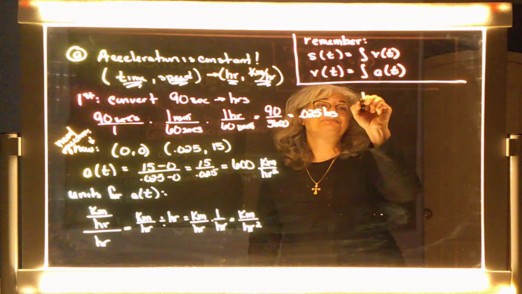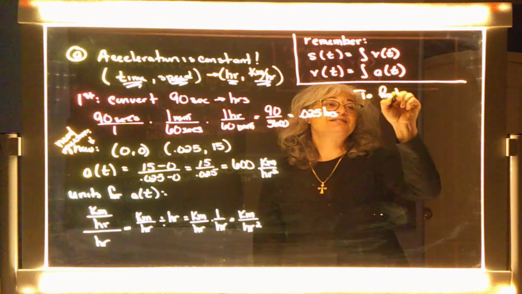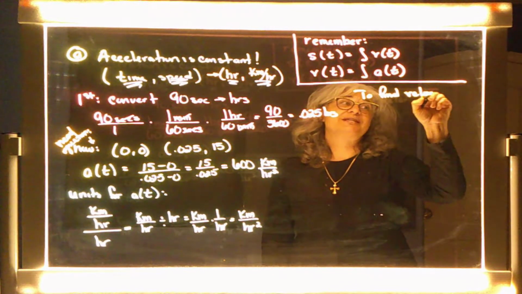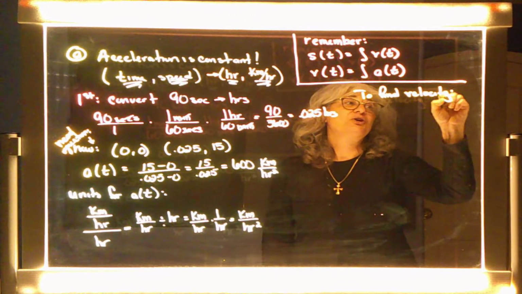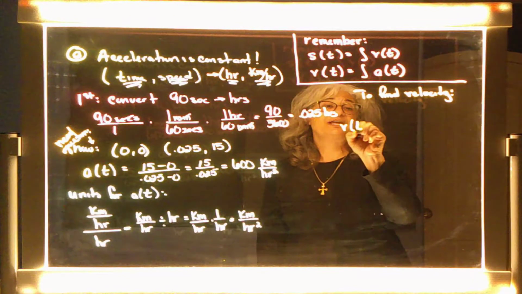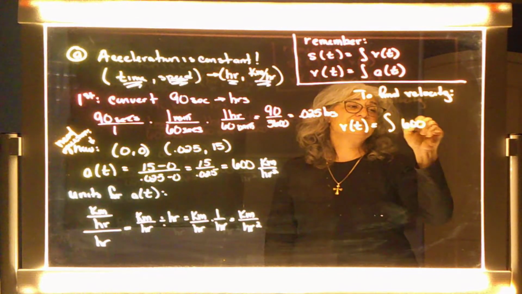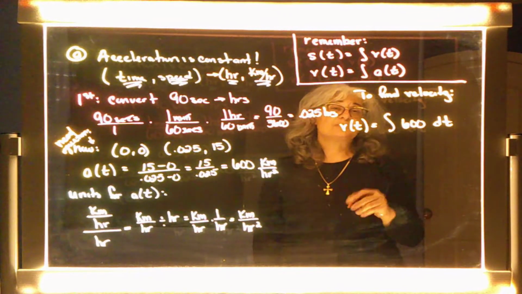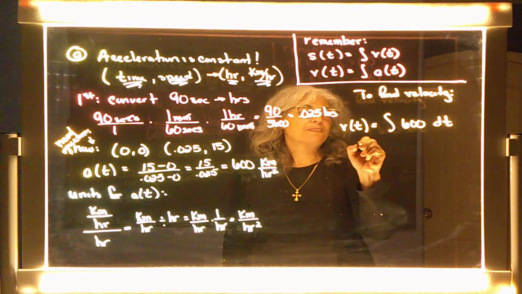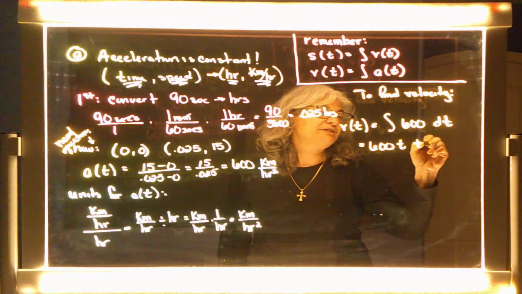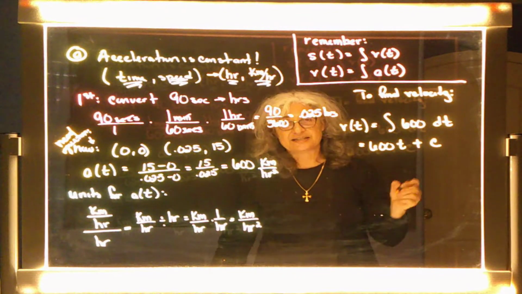So, to find the velocity, which is how fast the guy is going, we are going to take the antiderivative of the acceleration, which is just 600. And we're taking it with respect to t. I'm not going to insult your intelligence at this point. You get 600t plus c is the antiderivative.